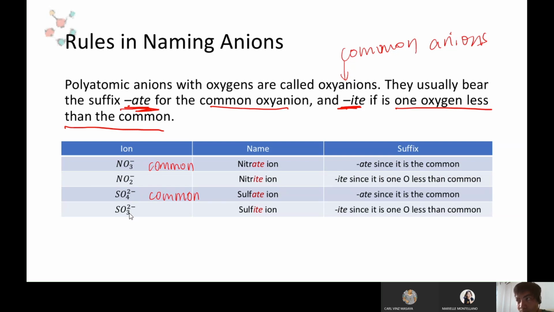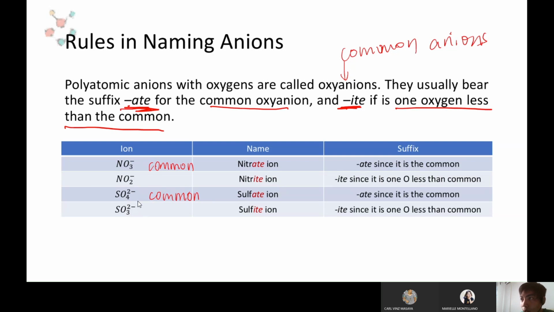Then, itong nasa baba, ito yung counterpart niya. So, yan yung counterpart niya. Tignan nyo, ano yung difference nila? The difference is just this molecule is 1 oxygen less than this molecule. So, yun lang yung difference nila. Tig-isang oxygen lang yung difference nila.